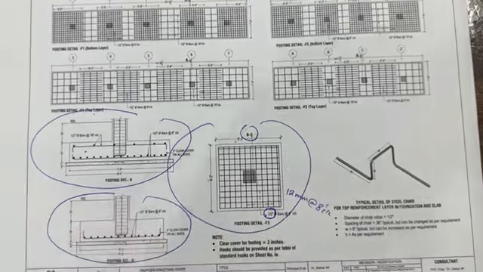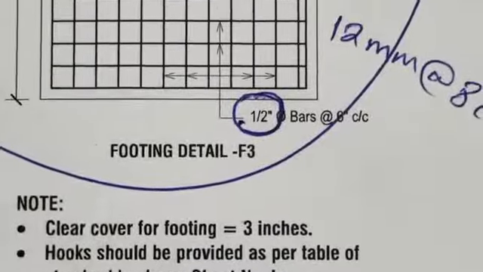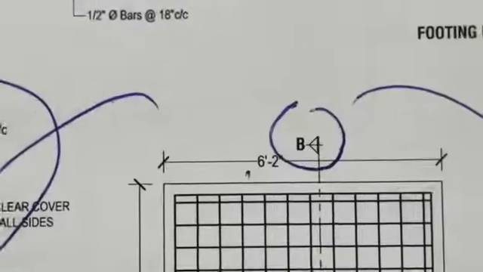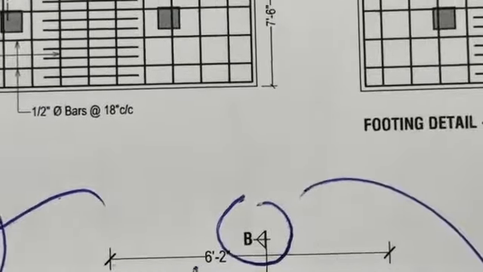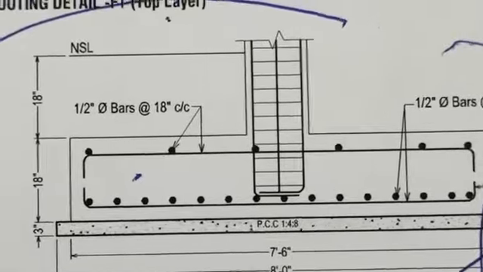Guys, you can see when I zoom the camera, you will find everything properly. Guys, you can see here, right? So 8 inches center to center. Next, let me guide you, not 8 inches, sorry, 6 inches, because I got confused. I have the section, so from this section I got the value.